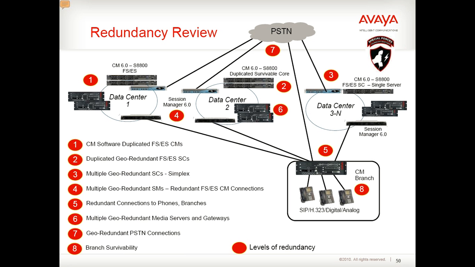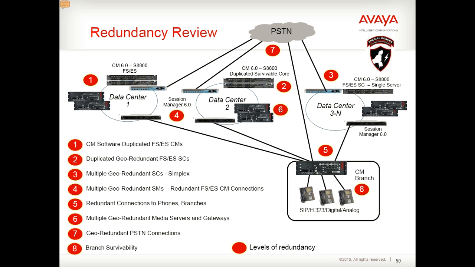Redundant connections to the phones and branches, multiple geo-redundant media servers and gateways. Again, just because I have a gateway that registers to session manager 1 at one location, my gateway at another location can register to session manager 1, 2, 3, 4, whatever session manager I want. Geo-redundant PSTN connections. So let's say you lose your complete network, you're down completely, SIP's gone. Then we bring in PSTN connections to the same gateway to complete branch survivability. So that's a complete survivable type of model there, right?